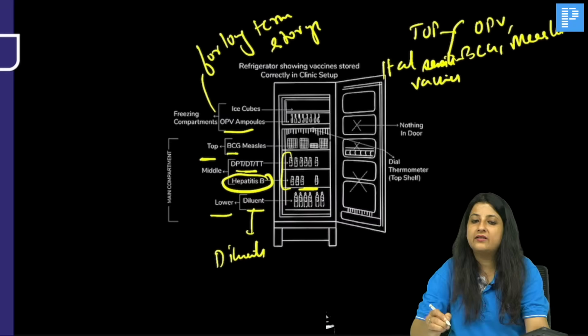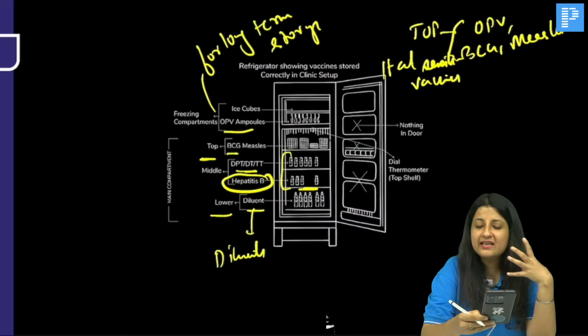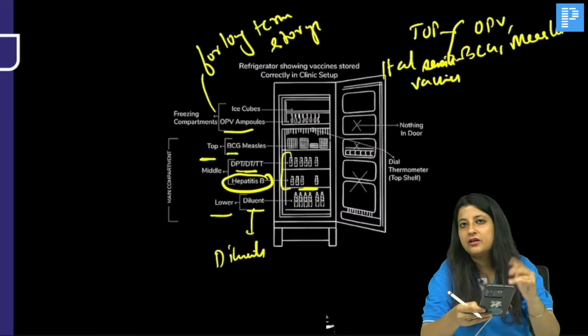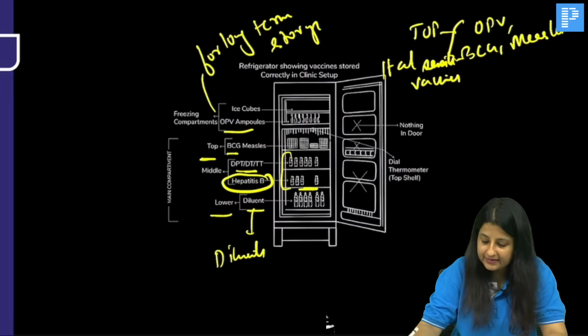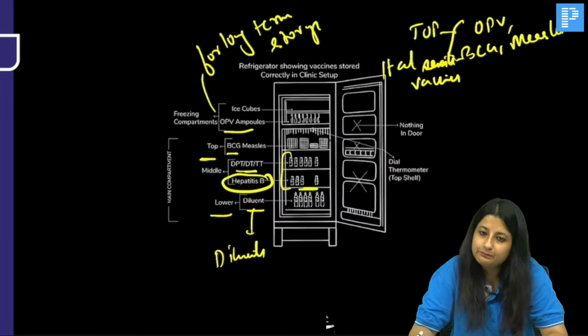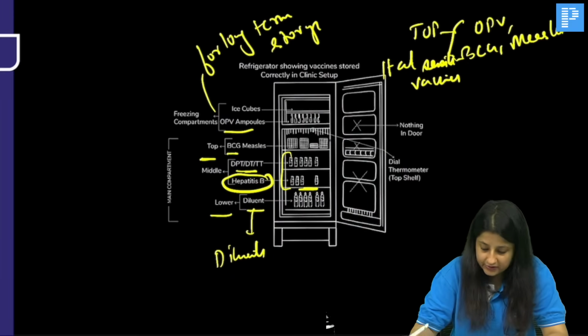In the lowest shelf we keep the diluents. Just think like this, below the freezer. Of course, I am not going to keep the freeze sensitive vaccines there; I will be keeping the heat sensitive vaccines. Clear? Okay, let's move to the next question.